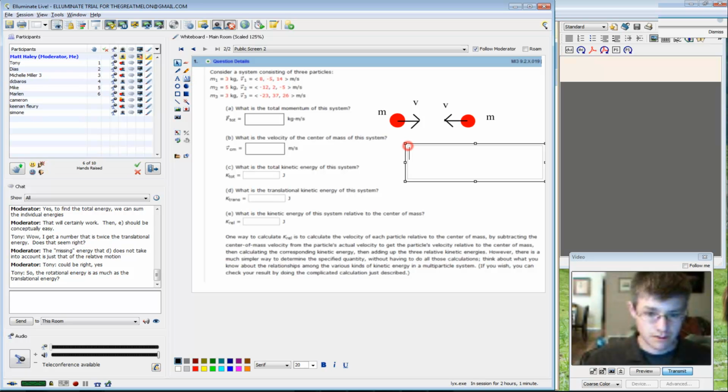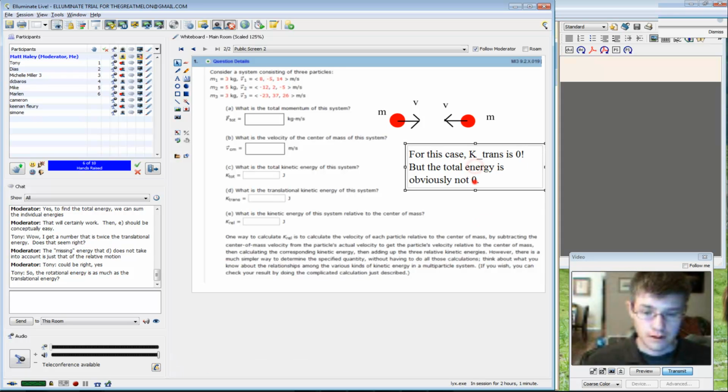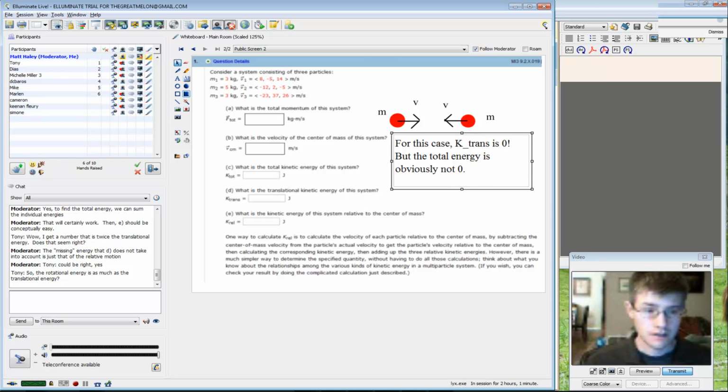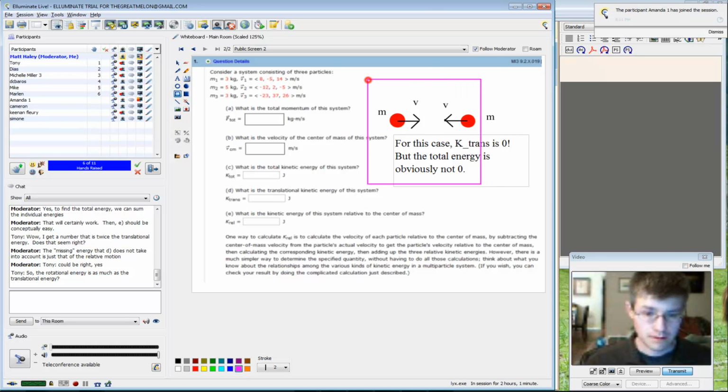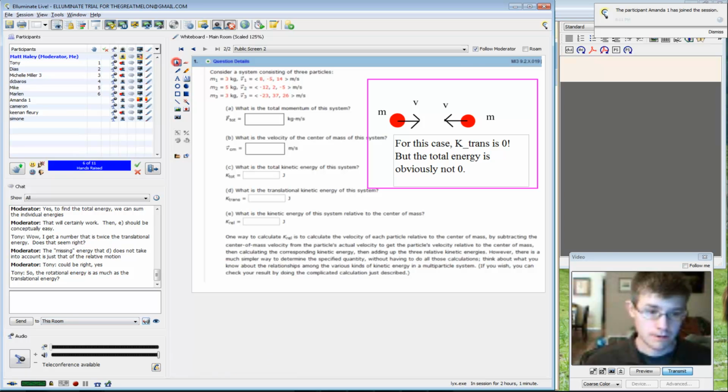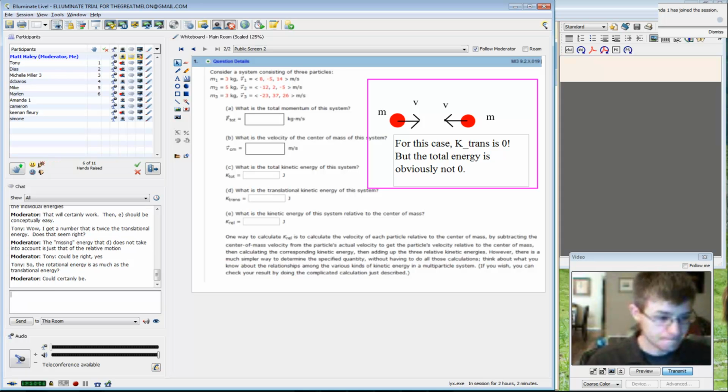This is a multi-particle problem here, and some of the students were confused about why there would be a difference between the translational energy of the system and the total energy of the system. Well, it happens that the total energy in this case is greater because the translational energy does not take into account the relative kinetic energy. So here you saw that I just made a simple diagram to explain that point.